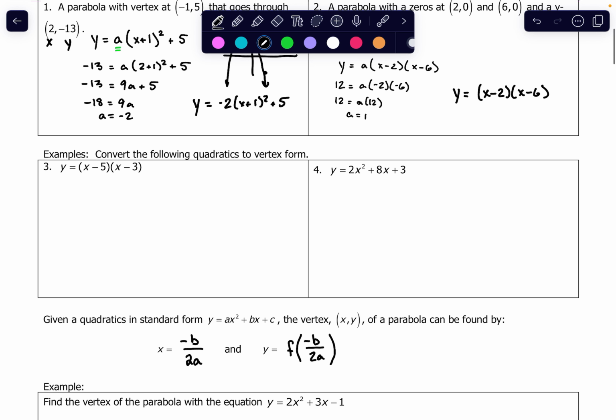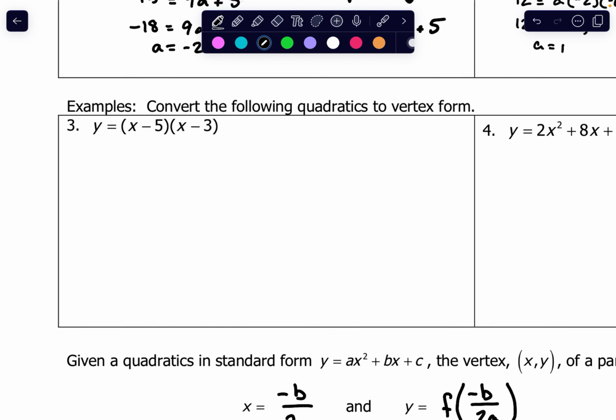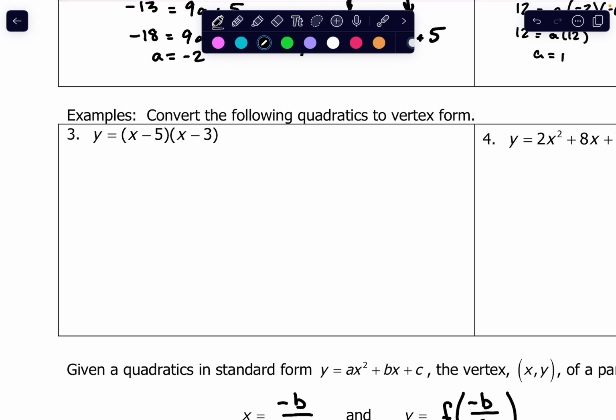Yay! Let's talk about vertex form. So again, this is in factor form. The fastest way I think I'm going to do this is just by multiplying these two binomials, in which case I get x squared minus 3x minus 5x plus 15, which simplifies to x squared minus 8x plus 15.